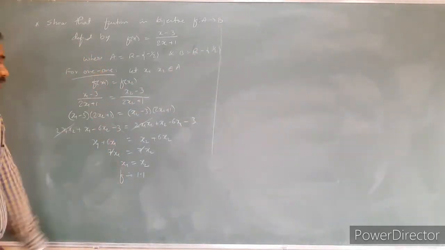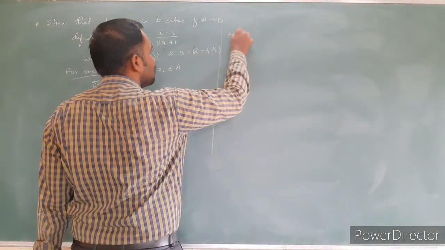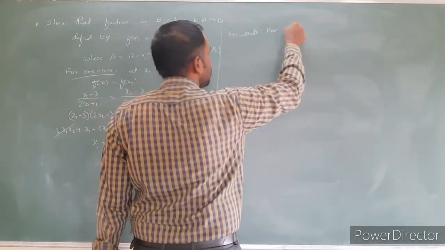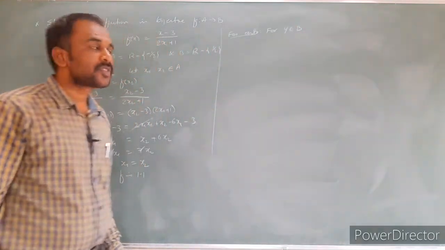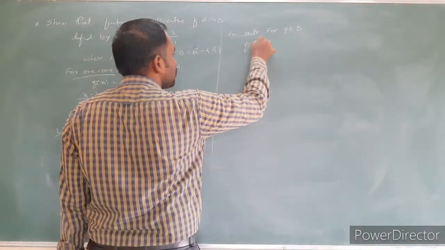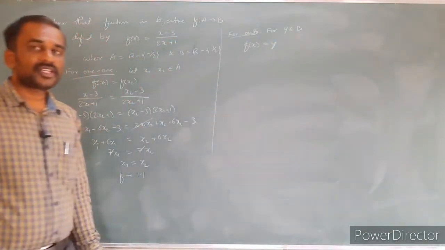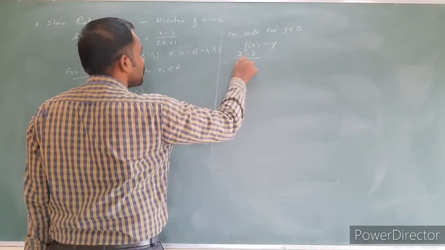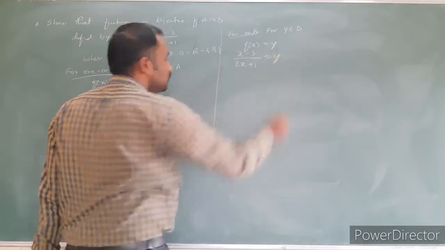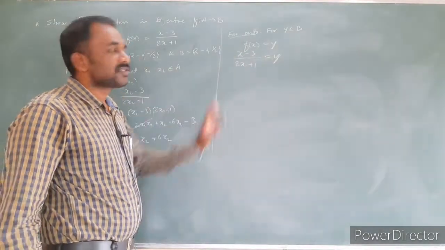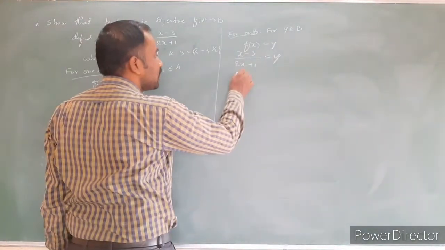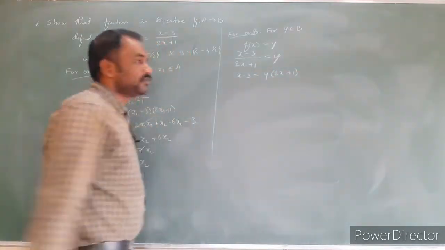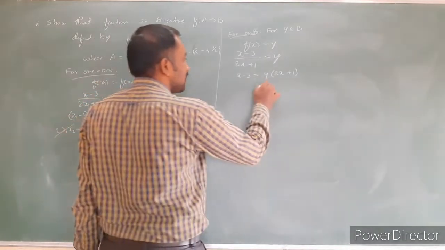Okay, we need to prove onto also. Now come to the onto. For any element y belonging to the codomain set B, if f of x is equal to y. Now y is in terms of x; get the x value in terms of y. What is f of x? x minus 3 divided by 2x plus 1 is equal to y. Here y is in terms of x. Get x in terms of y. What happens? x minus 3 equals y into 2x plus 1. Open the bracket, group the terms, and we will get the answer.